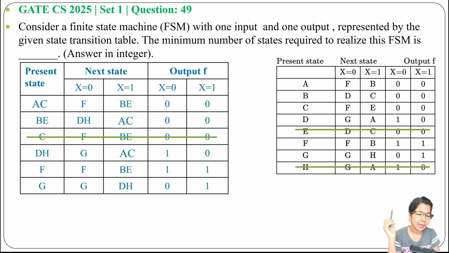Now we have AC, BE, DH, F and G. We have 5 states and it is asking the minimum number of states required for this finite state machine. Answer will be 5. We need 5 states. There are lots of repeated states. We can remove those duplicate states. After removal of duplicate states, we are getting 5 states.